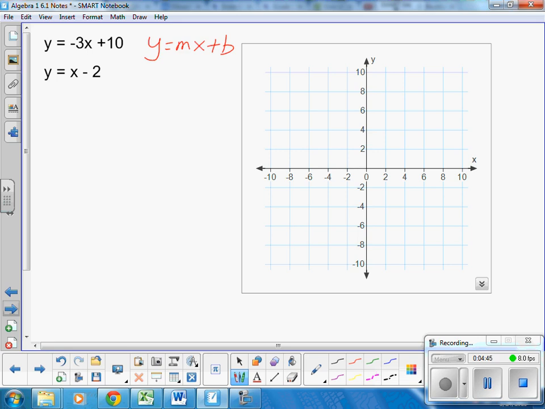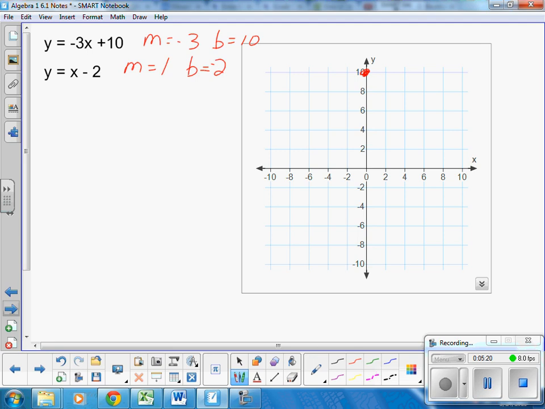So in our first equation, our slope is a negative 3, and our b is 10. On the second equation, we have a slope of 1, and our b is a negative 2. Okay, so first one, we have an intercept of 10, and our slope is a negative 3.